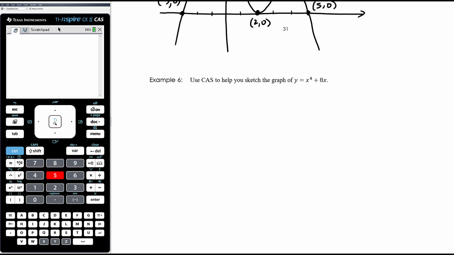We're a little bit limited. So we're just going to use our CAS to sketch this graph, just so that we've got a sense of the fact that they're not all going to be nice, neat examples like we've seen. If I go over to my graphing screen and put in the function x to the power of 4 plus 8x, we've got this here, so let's do some adjustments so we can see what's happening.